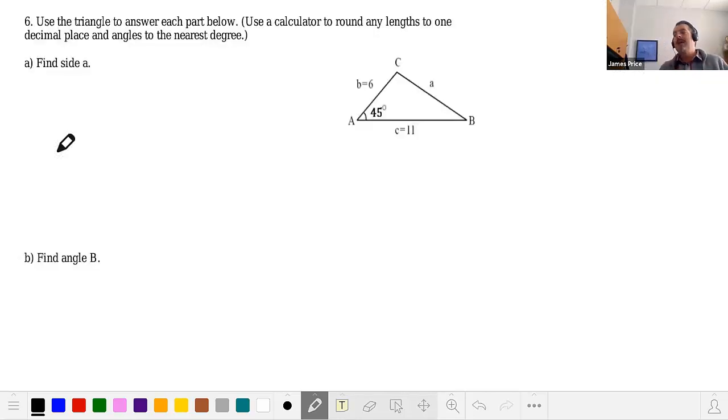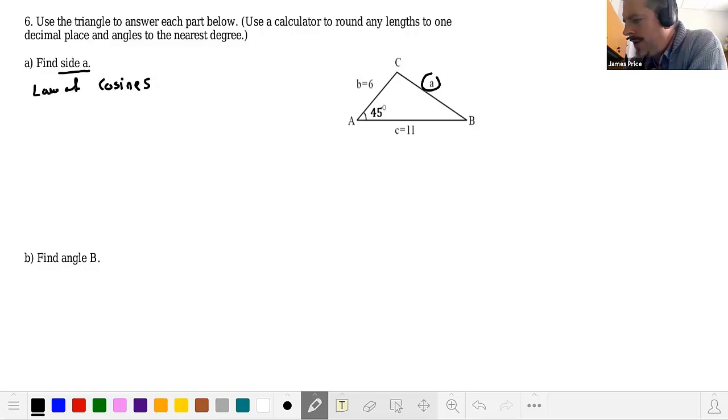Okay, so number 6, we want to use the triangle to answer each part below. And we can use a calculator to round any lengths to 1 decimal place and angles to the nearest degree. So let's do this. And of course, this is the law of sines and cosines problem because we haven't done that yet. So how do you find side A? To find side A, we're going to use the law of cosines. You may ask, why aren't you going to use the law of sines? I'll say you can't use the law of sines. No matter how hard you try, you won't be able to use the law of sines on this. And remember, this is not a right triangle. If you try to use the Pythagorean theorem on this, it will be incorrect.